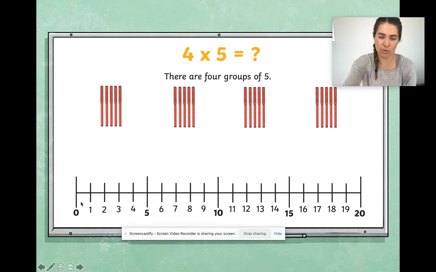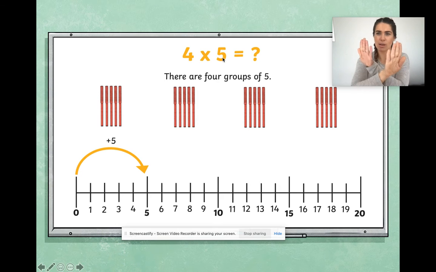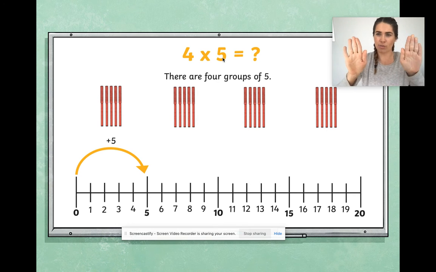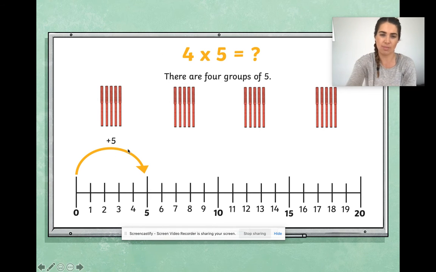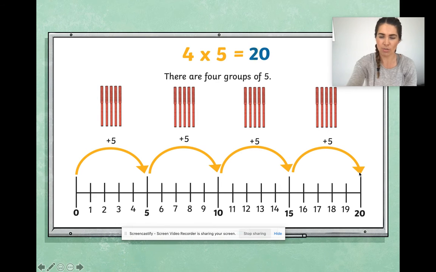I could also show 4 groups of 5 on a number line by jumping 5 4 times. Remember, in times, those two numbers can swap around. I can have 4 times 5 or 5 times 4, and they're both going to equal the same thing. It doesn't matter what order these two numbers are in. So here's a group of 5, and I'm going to do 4 jumps of 5. 4 groups of 5. 1 group of 5, 2 groups of 5, 3 groups of 5, 4 groups of 5.